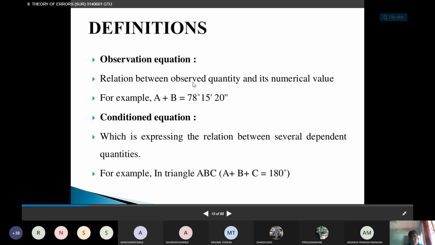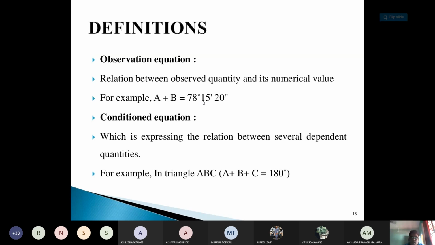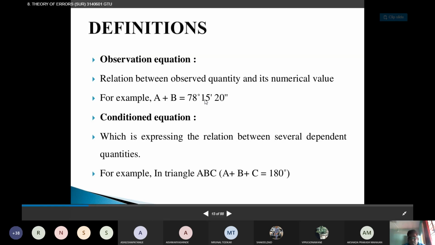So it gives the relationship that the summation of these two angles A and B gives a certain numerical value. The summation of angle A and angle B is equal to 78 degrees 15 minutes and 20 seconds. So 78 degrees 15 minutes and 20 seconds is the numerical value. It gives a certain relation, and this equation is called the observation equation.